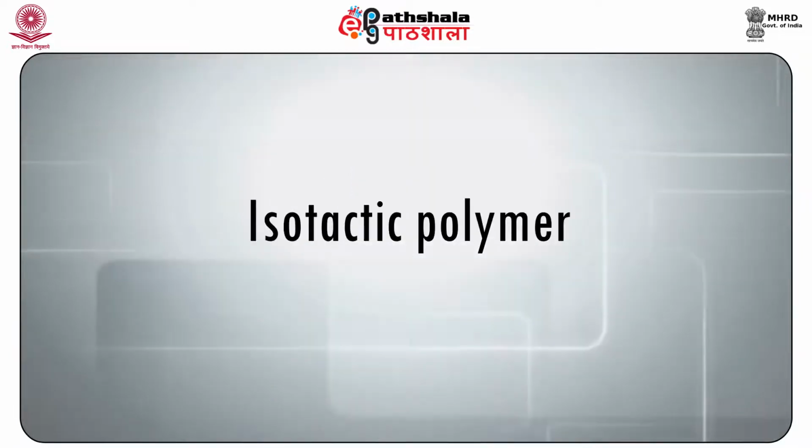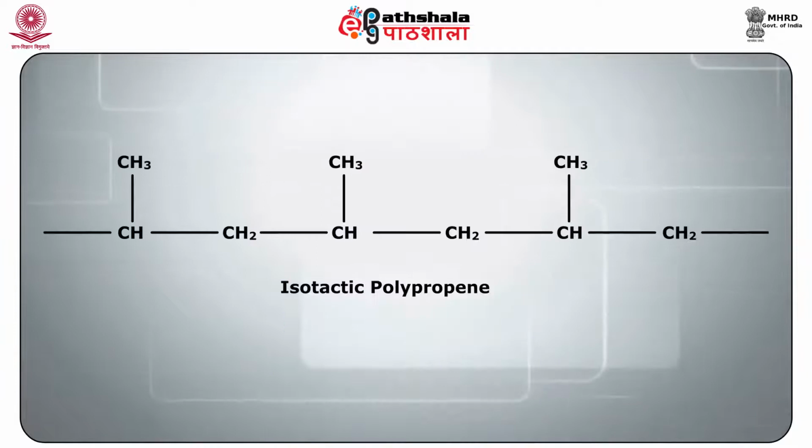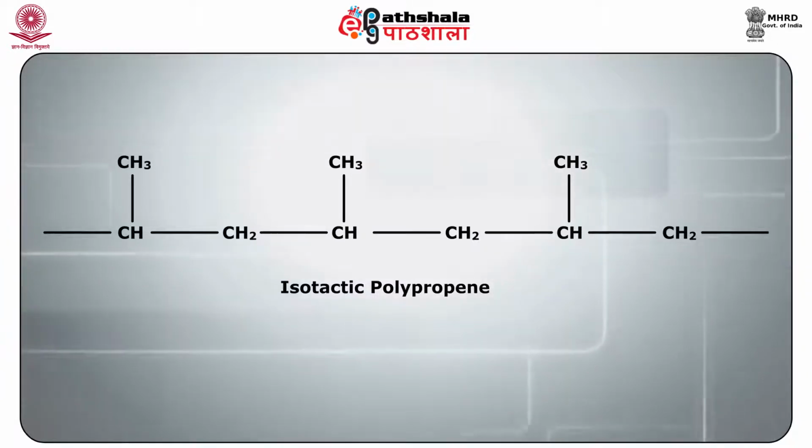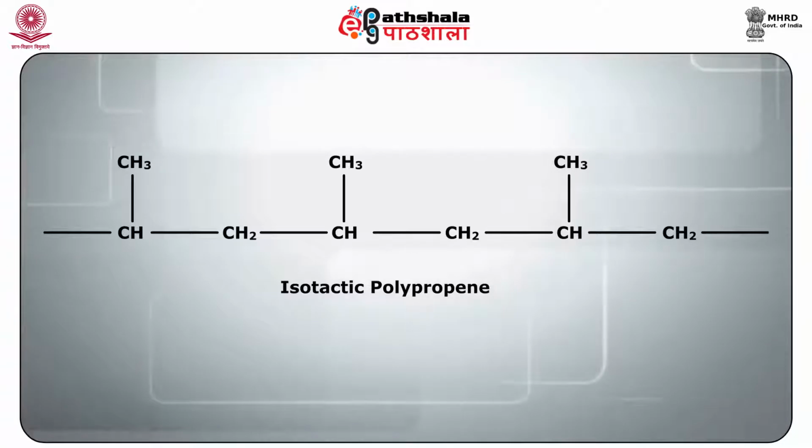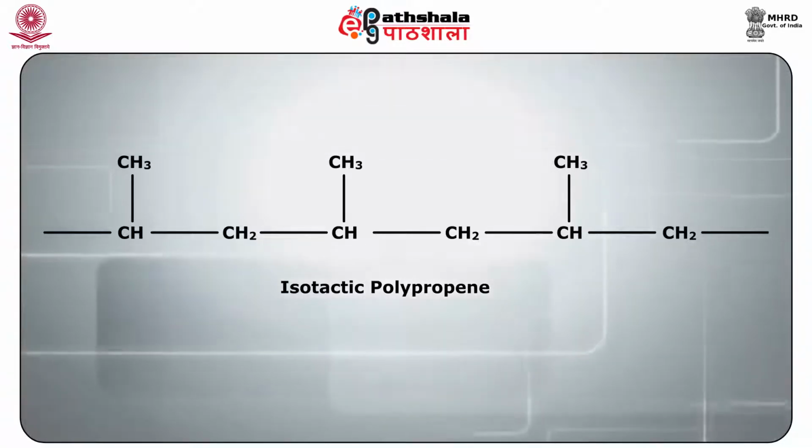Polymers can also be classified on the basis of tacticity. It may be defined as the geometric arrangement or orientation of the distinct group of monomer unit with respect to the main chain or the backbone of the polymer. On the basis of structure, polymers are differentiated into three groups. Isotactic polymer: polymers in which the characteristic and distinctive groups are arranged on the same side of the main chain are called isotactic polymers. For example, the structure of isotactic polypropene is given.